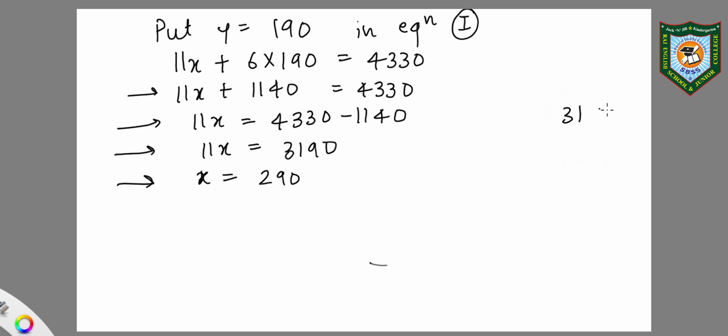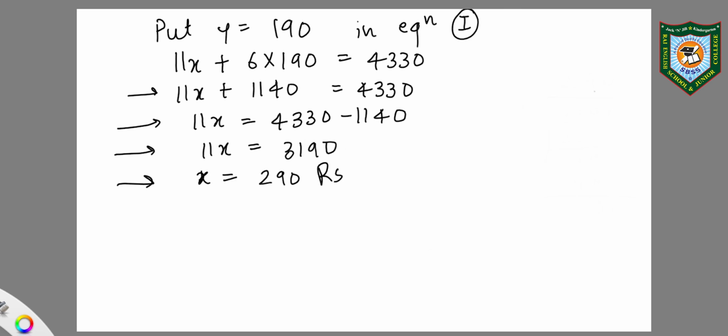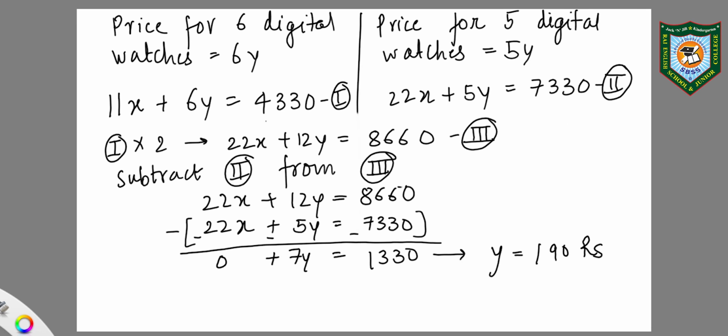For somebody who wants to see if the calculation is correct, here is the calculation. 11 goes 2 times. I have 22 here. Then I'm left with 9. 9 comes down. 11, 9 times is 99. I'm left with 0. So 0 goes up. So x is equals to 290 rupees. So now we have the value of x as 290 rupees and the value of y as 190 rupees. So highlight your answers always so that it's easy to understand for whoever is seeing your solution.